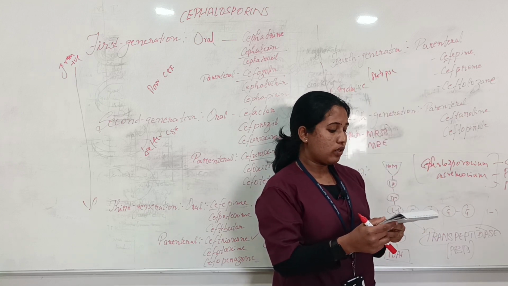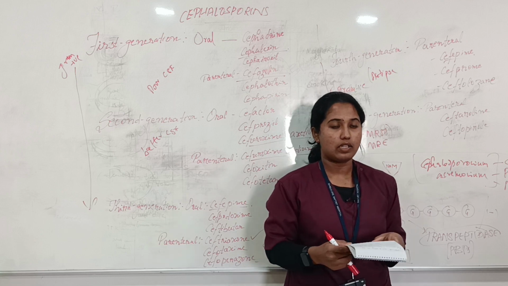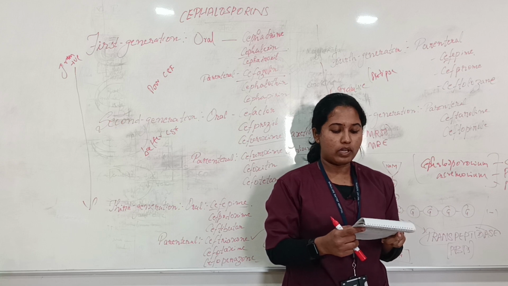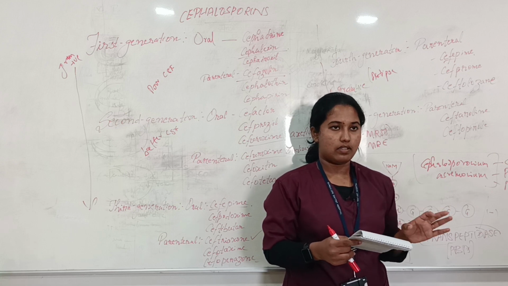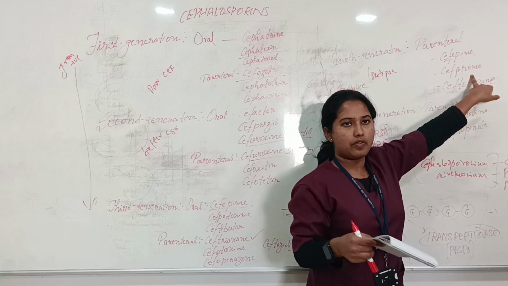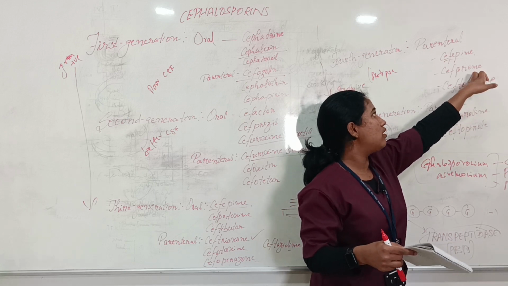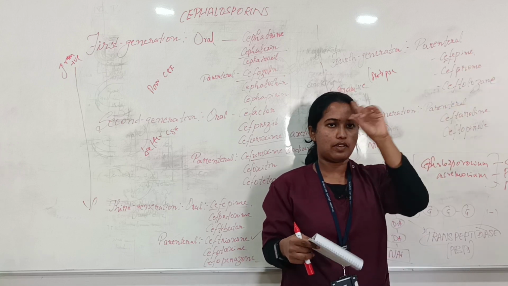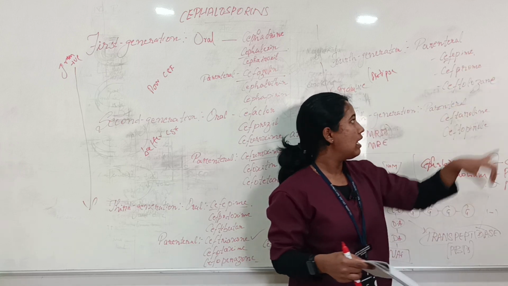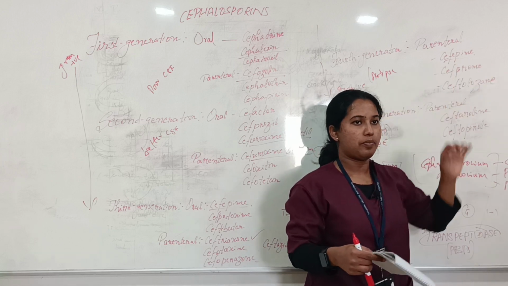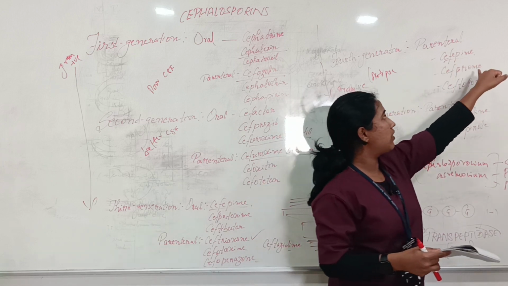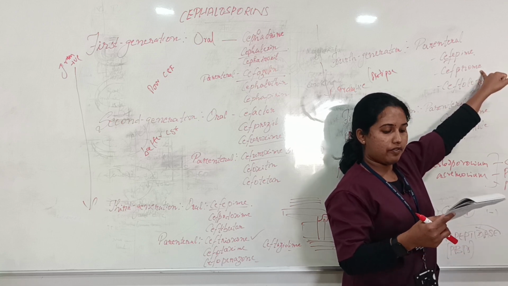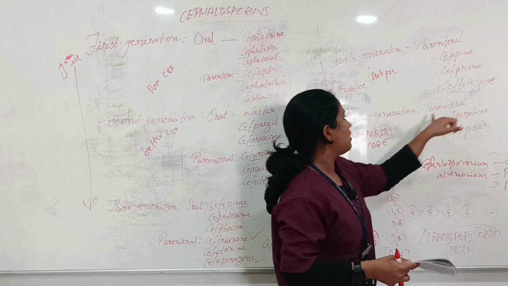So the dosing of cefepime is 2 grams IV every 12 hours. And cefpirone is 1 to 2 grams IV every 12 hours. Cefpirone. And one extra add-on part is you will have to give a loading dose. Cefpirone is the only drug in the cephalosporin class which is given as loading dose, okay? That is, it will require a loading dose of 2 gram IV, then maintenance dose of 1 to 2 gram IV every 12 hours. Next is ceftolozane.